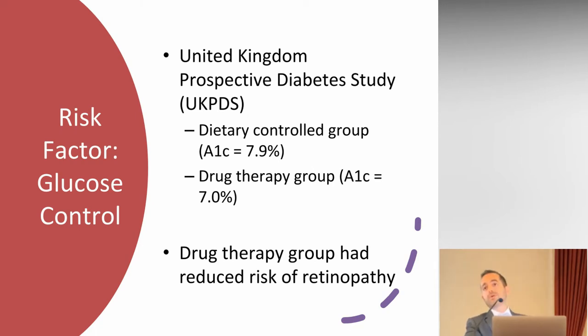We all know glucose control and glycemic control is an important risk factor. How well a patient does with managing their blood sugars has a long-term effect on how well they do. Again, same study from the UK back in the 90s looked at these type 2 diabetics, and some of them were controlled with diet, and some of them were put on medication. And folks that were put on medication, their A1Cs were kept less than 7, they did better. So the association of glucose control and progression of diabetic retinopathy is something that's well known.